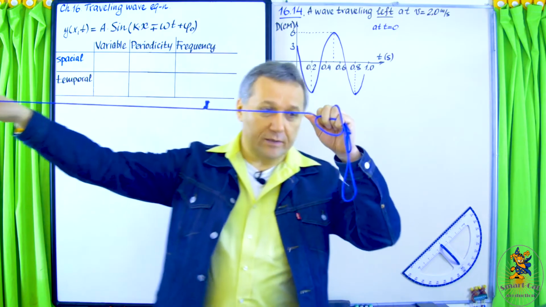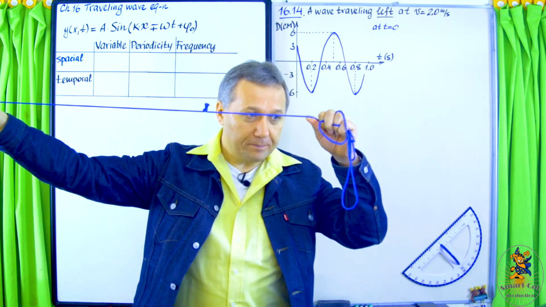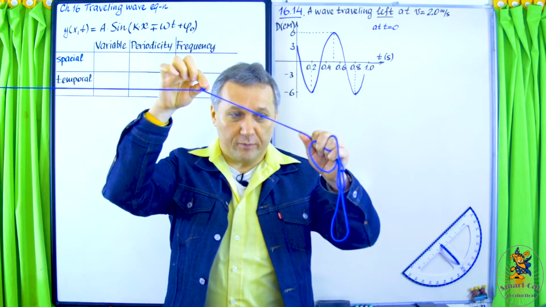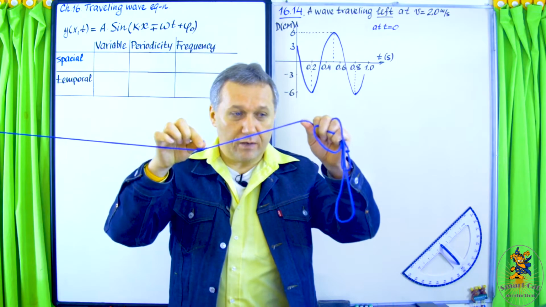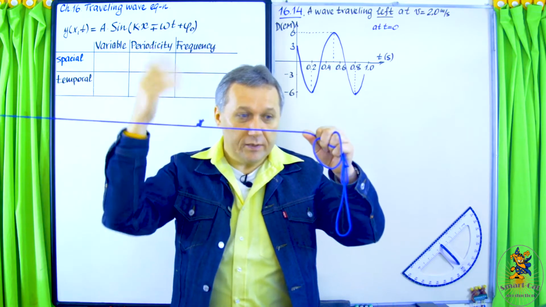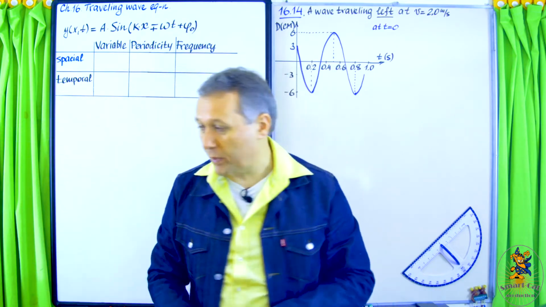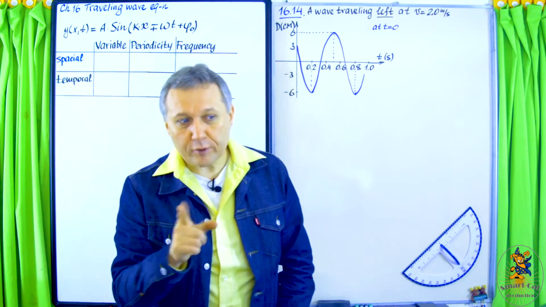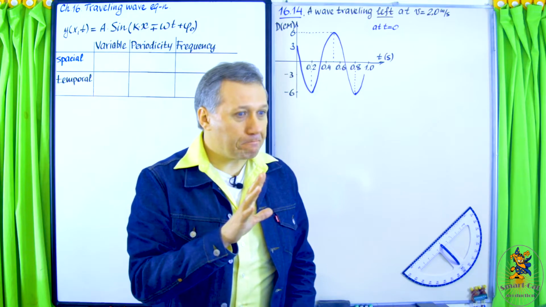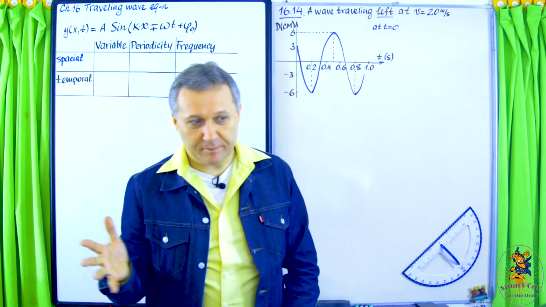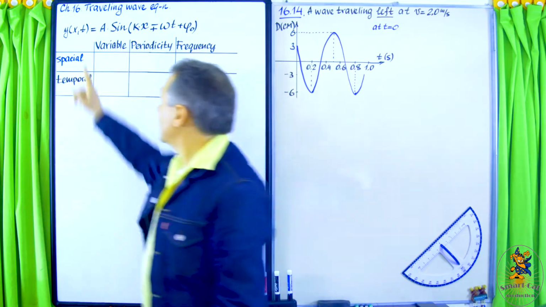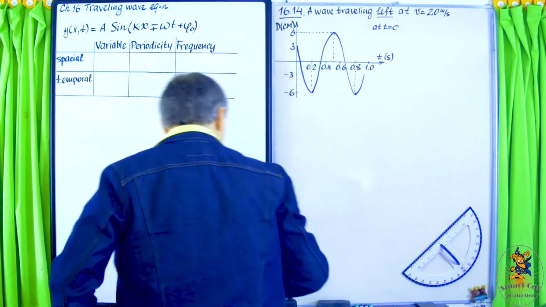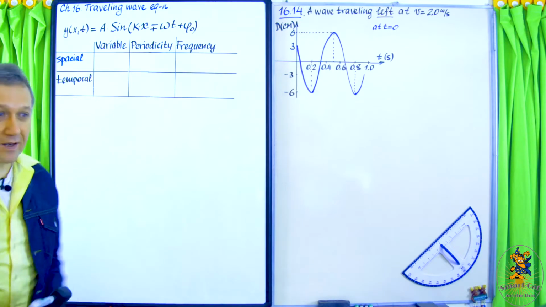Again, x is the direction along which the wave propagates, and y is the displacement of the particle from the equilibrium position, so down, up. So that's what y is. This is a place where plenty of students make mistakes.